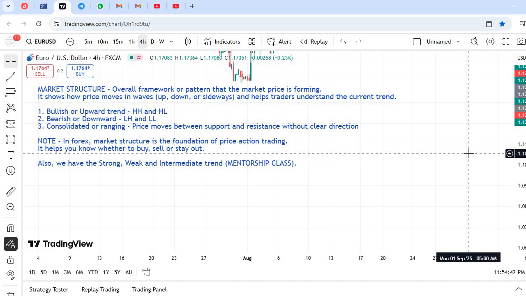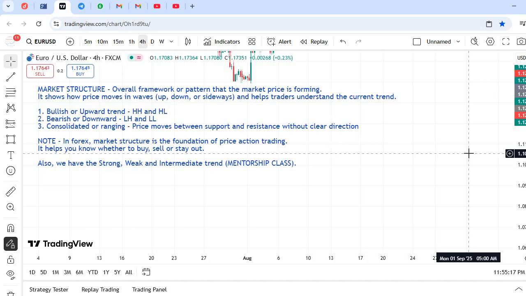The movement of price on the chart forms a structure, and it is from that structure that we begin to carry out our analysis and make decisions. So the movement of price on the chart will form a structure, and we traders will make use of that structure to carry out our analysis to make a decision whether to buy or to sell.